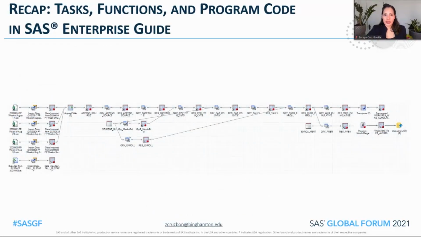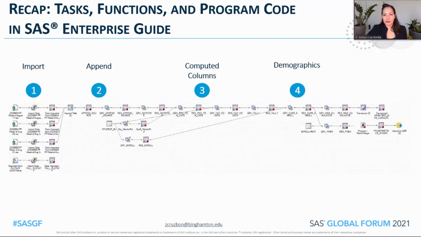Let's take a moment to recap. Using raw data from submission forms, CSV files from multiple weeks were imported into SAS Enterprise Guide. They were aggregated together using the append table task. Computed columns were created to add depth to input variables. And output data from SAS programs were merged.